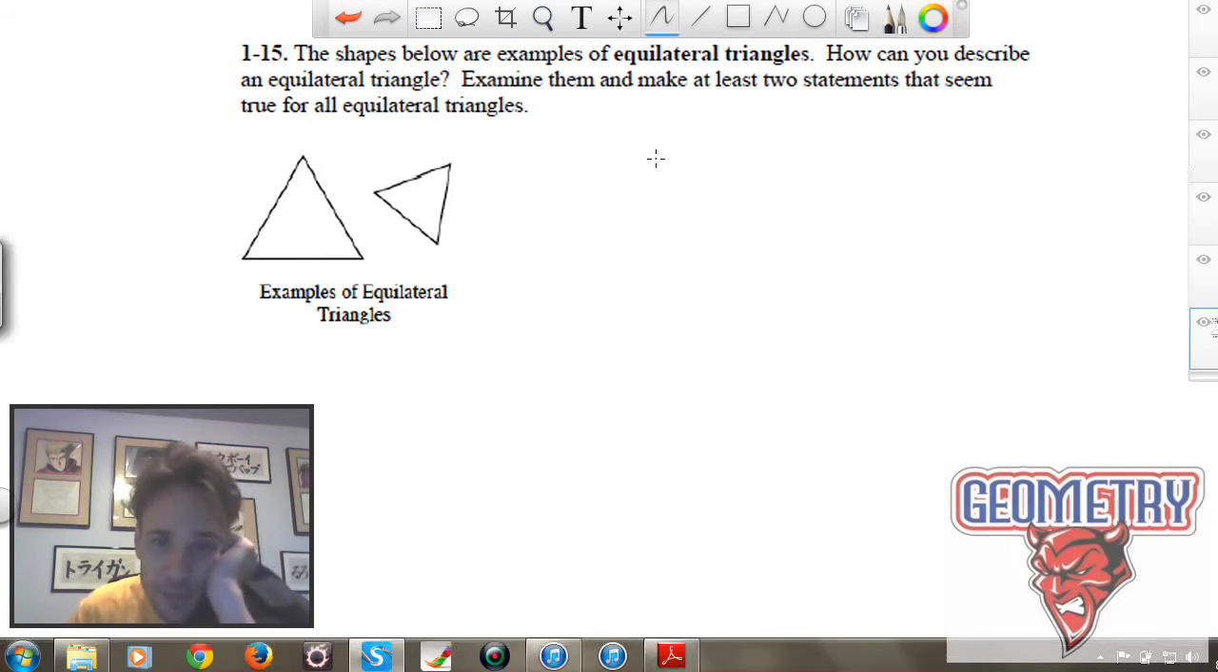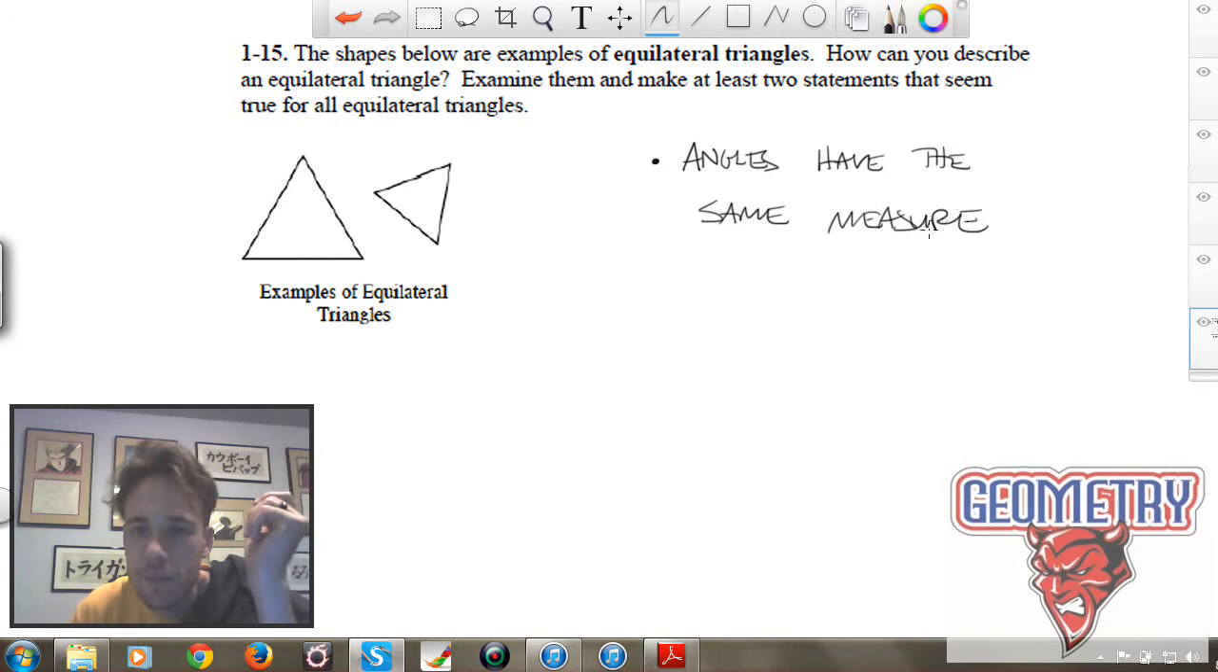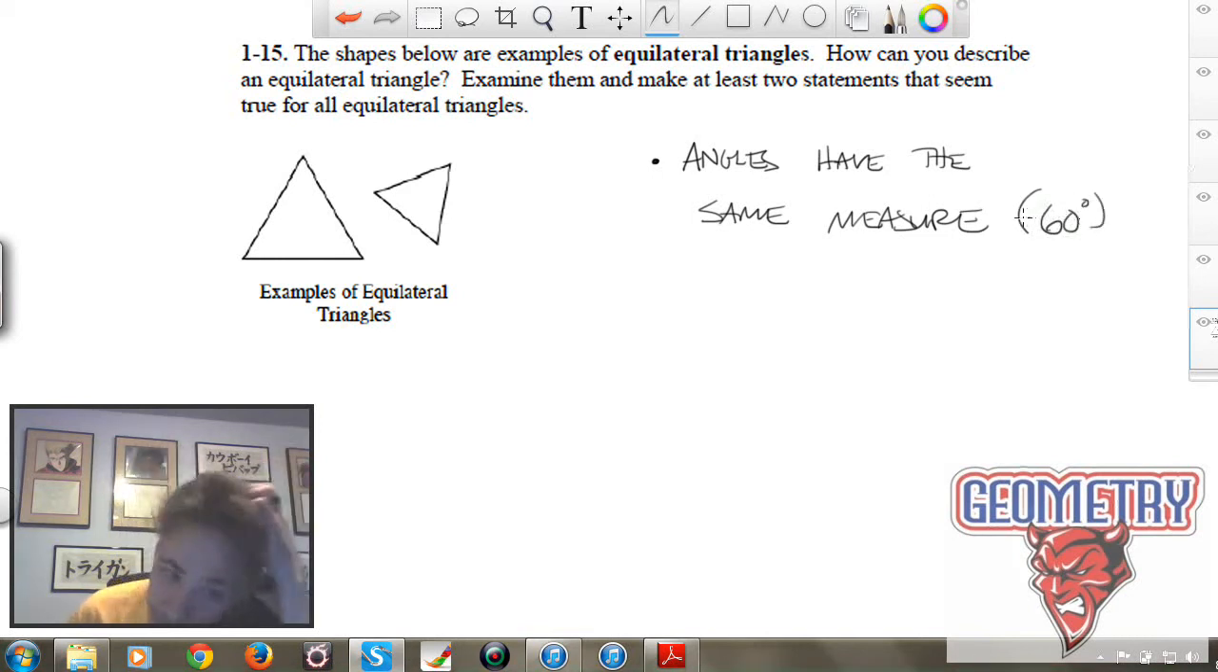Well, I'll give you two statements that are true for all equilateral triangles. The first one is the angles have the same measure. And we can get more specific into that and say the angles have the same measure and that they're all 60 degrees.